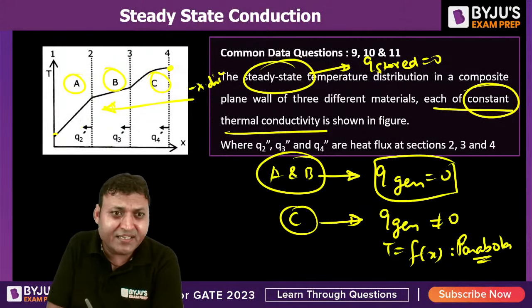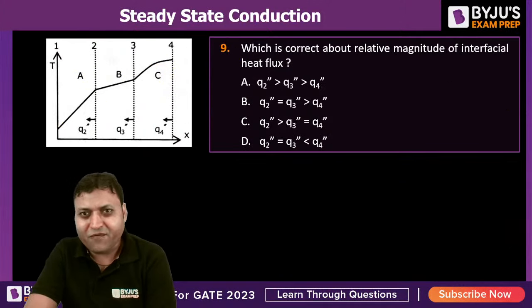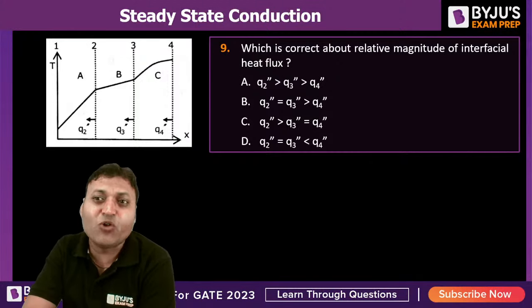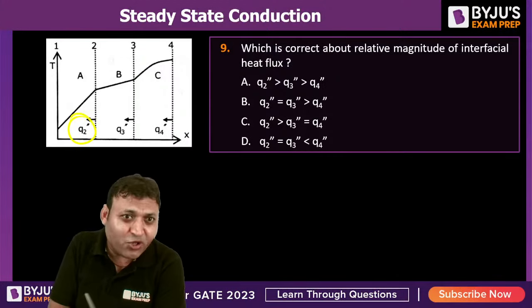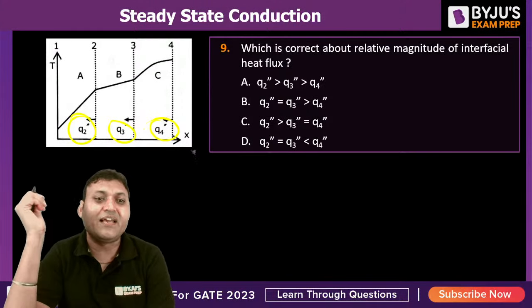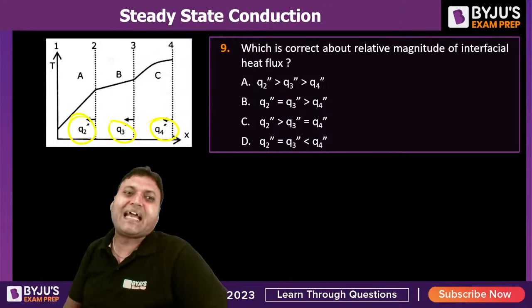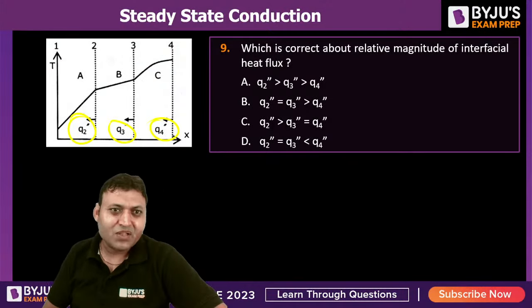Q2 double dash is this. Q3 and Q4 double dash are given as the heat flux. The first part of the question is which is correct about the relative magnitude of interfacial heat flux. What is the relation between Q2 double dash, Q3 double dash and Q4 double dash? Which of the following options is correct for Q2 double dash, Q3 double dash and Q4 double dash?